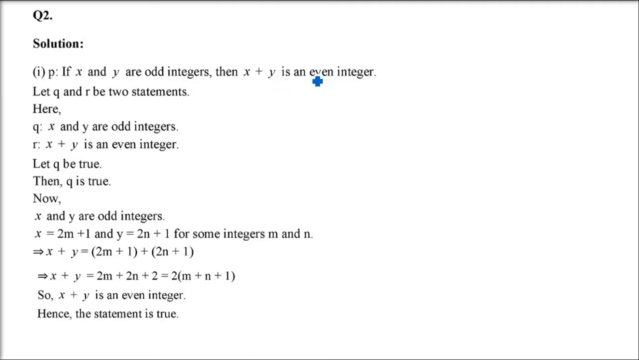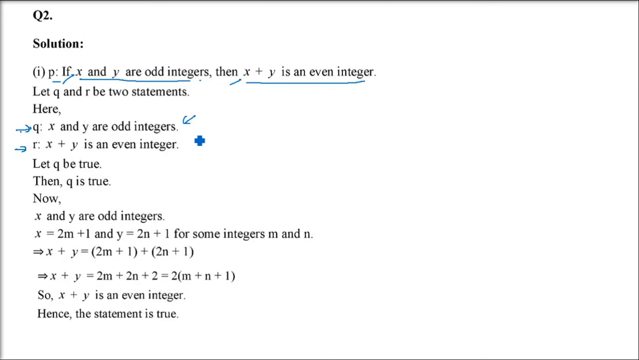So let us see here. Let us take them as statements. P is already there, so let us say Q and R. Q is one of the statements and R is another statement. Since P is already there, P is x and y are odd integers and R is x plus y is an even integer.